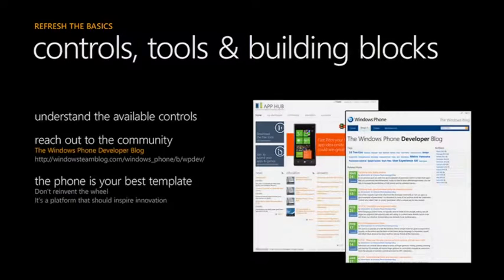Okay. Whole bunch of tools. On the right, the Windows Phone Developer blog. I'm actually showing a screenshot of where the design team blogs to. I think I have the link at the end. If I don't, I'll get it for you. You can come up to me afterwards. And on the left is App Hub. That's where all of the design guidelines and code samples from developers and designers are all located. And again, the phone is your best template, so use that.